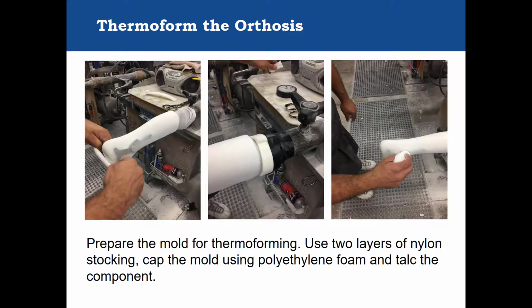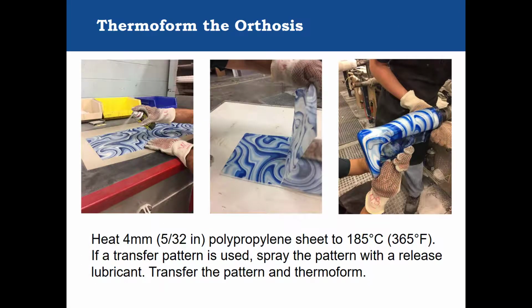Prepare the mold for thermoforming and lightly coat the component using talcum powder or cornstarch. Heat the polypropylene sheet to a thermoforming temperature of 185 degrees Celsius or 365 degrees Fahrenheit to stress relieve the sheet. If using a transfer pattern, be sure to spray the film with a release agent. Transfer the pattern and thermoform the orthosis.